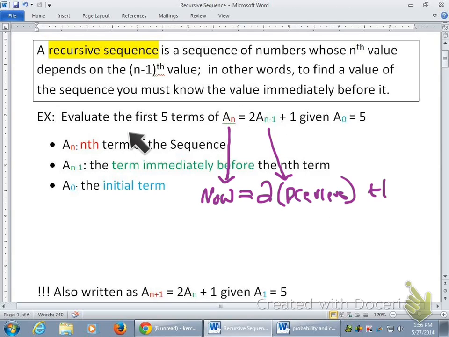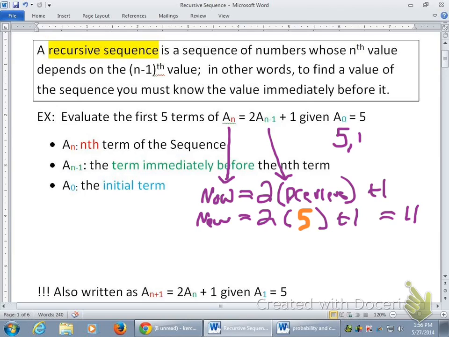Okay? So let's run through this one real quick and see what we get. I need the first 5 terms. Can anybody tell me the very first term? 0. Not 0. No. 5. It's 5 because I told you right there. Okay? So 5 is my very first term. Now I've got to find the second term. How do you find the second term? Well, in order to find what I want now, I'm going to do 2 times the previous term, which in this case is 5. Add 1, so I've got 2 times 5 plus 1, I get 11. So 11 is my second term.